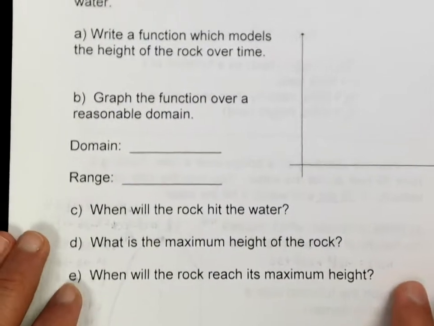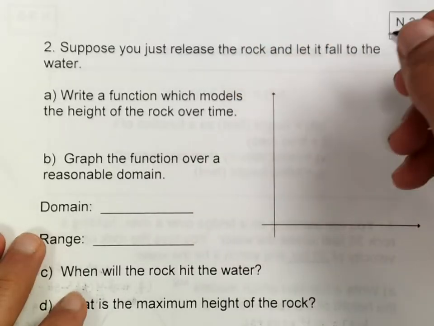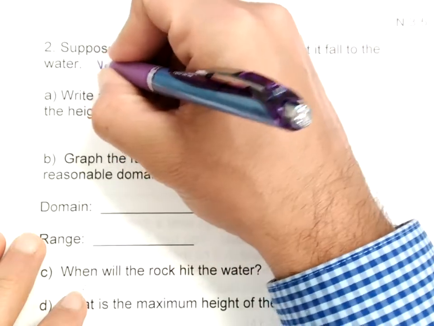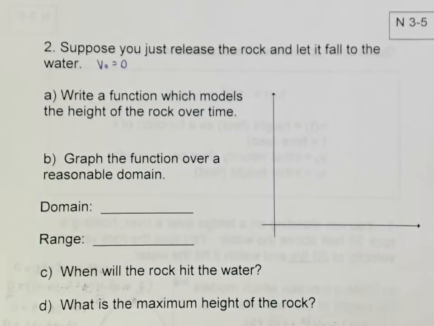Okay, so it says on this one, suppose that you just release the rock and let it fall to the water. So what that means when you just release the rock and let it fall to the water, that means that V naught is equal to 0. The initial velocity is going to be 0. Okay, if you just released it. If you just dropped it without throwing it down.